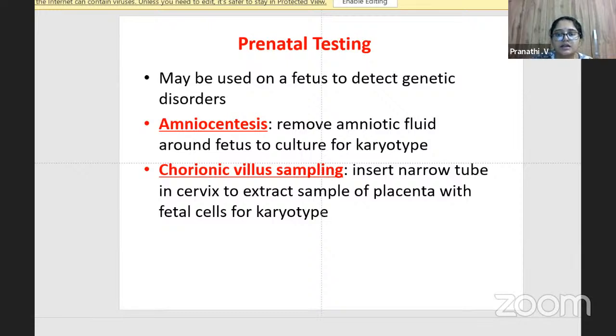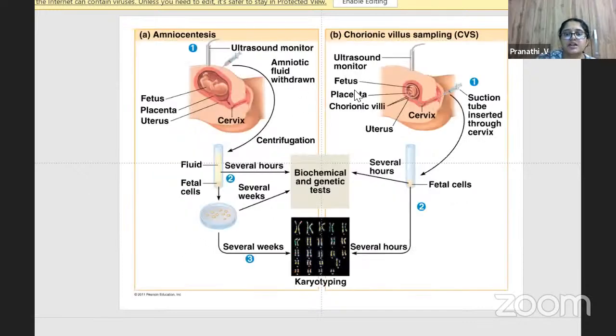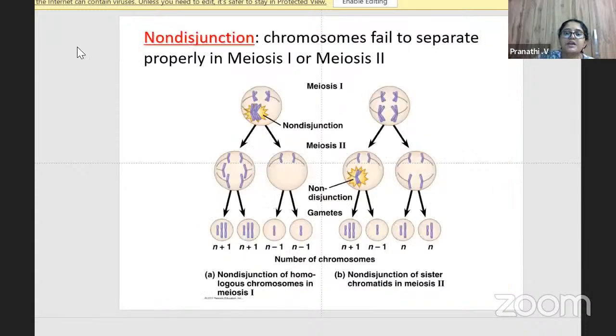And then the sample of placenta is taken along with the fetal cells and karyotyped. After karyotyping, if there is any kind of genetic issue, you will know it.